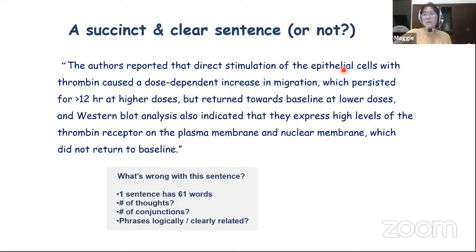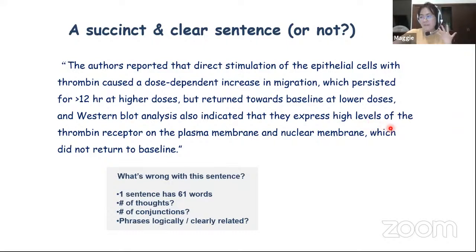First, stimulation with thrombin causes migration. That's the first thought. And then this migration can last for a long time at higher dose, the second thought. And then the third thought is that at a lower dose, this migration can return towards baseline. And then they perform the fourth. They find that the Western blot analysis indicates expression of high levels of the thrombin receptor on the plasma membrane and the nuclear membrane.